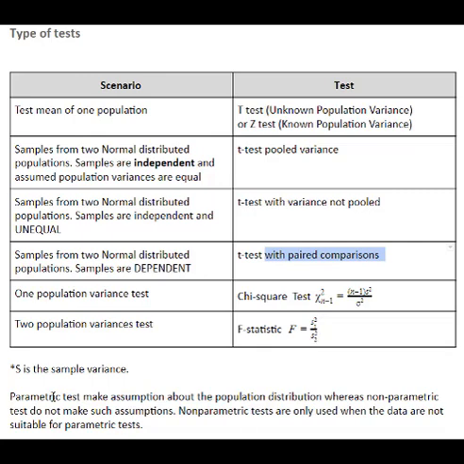Parametric tests are tests where we make assumptions about the population distribution, and in non-parametric tests we do not make such assumptions. So we should only perform non-parametric tests when the data are not available for the parametric test. That's it.